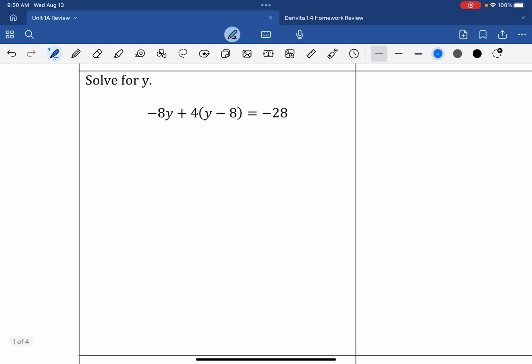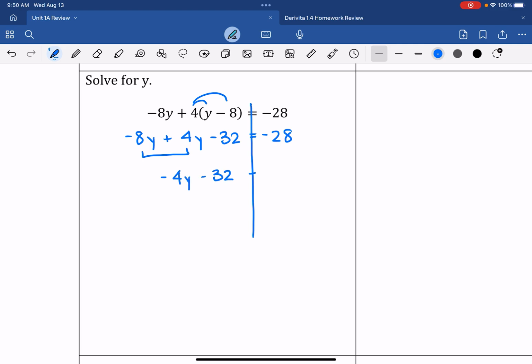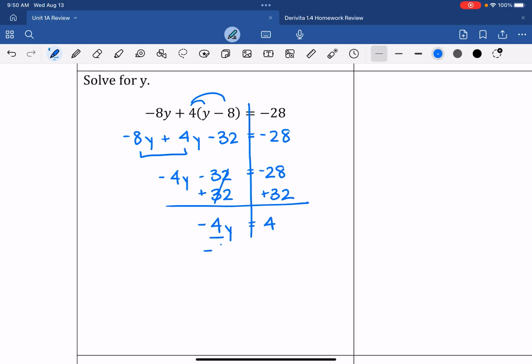Okay, and then the last question on the bell ringer, I'm going to start by distributing. So I have negative 8y plus 4y minus 32 equals negative 28. Combine my like terms, so negative 4y minus 32 equals negative 28. And I'll start solving by adding the 32. So negative 4y equals 4. Divide by negative 4. And I get that y equals negative 1.